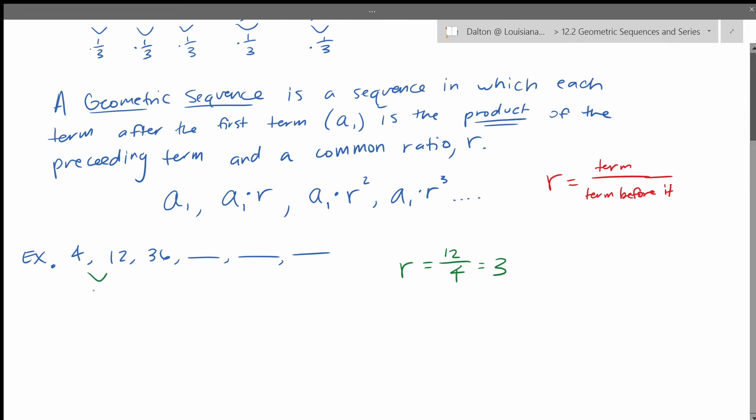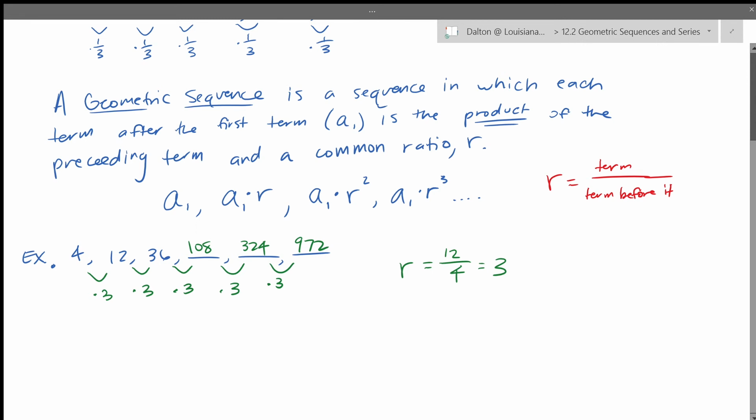So 4 times 3 is 12. 12 times 3 is 36. 36 times 3 is 108. 108 times 3 is 324. And 324 times 3 is 972.